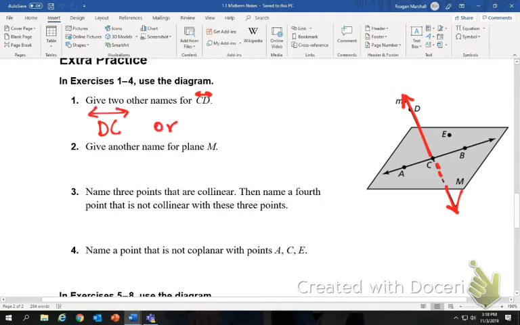Or your other option, you could say the word line and then look for a lowercase letter on the line, which would be M. It's not a point, it's the name of the line. So those are 2 options.